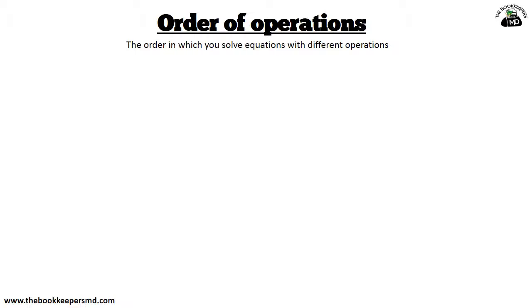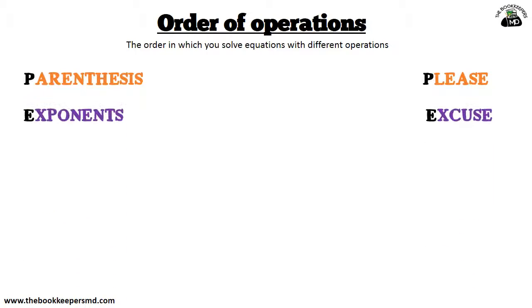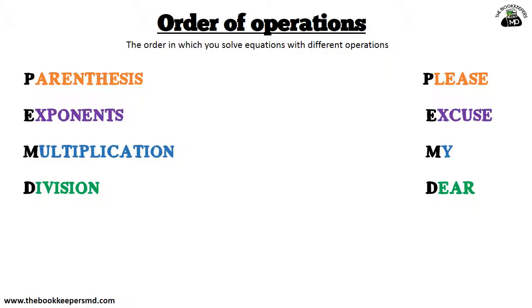On the left-hand side of your screen, you'll see the actual order, and on the right-hand side, you'll see the acronym and a way for you to remember, which we'll discuss after we go through the actual steps that you need to take. So the first thing you need to do is attack what's in parentheses. You solve what's in parentheses first. Next, you will solve the exponents. Next, we have multiplication and division.